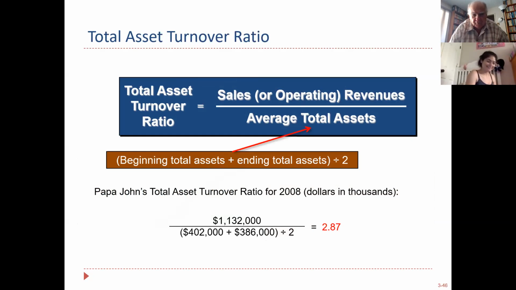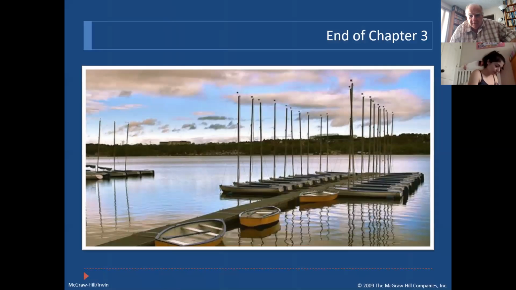Well, here's the turnover calculation. For every asset this company has, for every asset Papa John's has, they're generating $2.87 in sales. And then you go and you buy sailboats, okay?